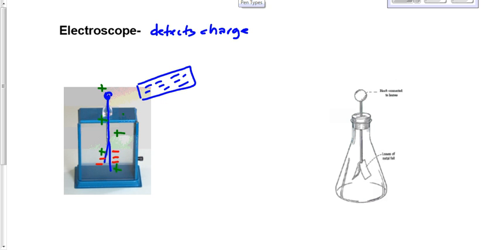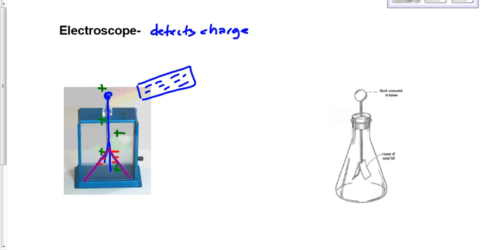What do you notice about those two leaves now? They have more negative charge. They're like charged. They're going to repel, and they push each other apart. So the leaves of the electroscope become spread apart. We've just detected charge. Not that it's negative, just that there's charge in that object that we brought nearby.